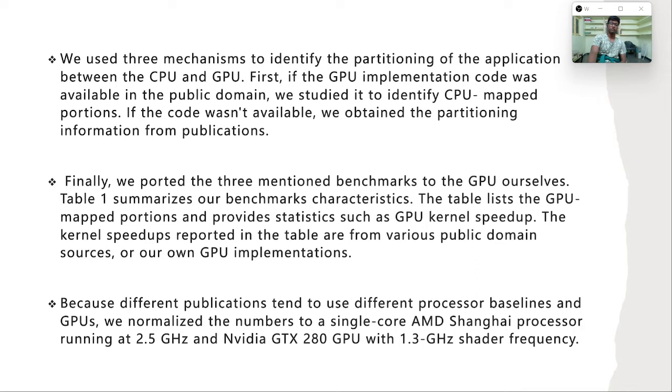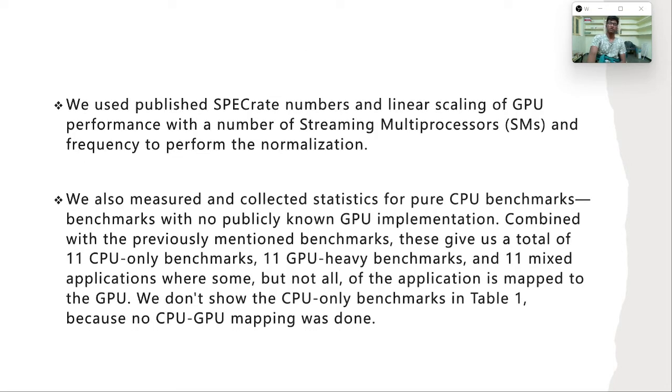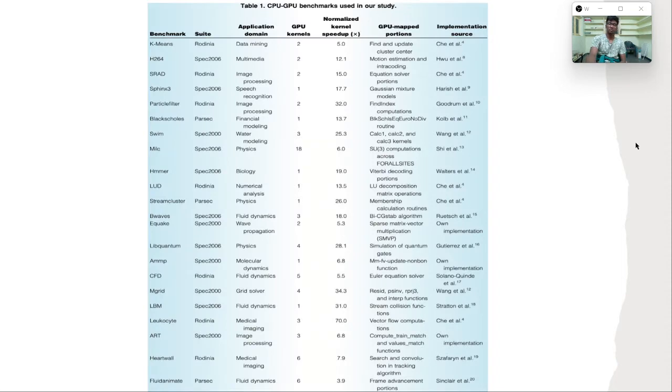Because different publications tend to use different processor baselines and GPUs, we normalized them to a single core AMD Shanghai processor running at 2.5 GHz and an NVIDIA GTX 280 GPU with 1.3 GHz shader frequency. We use published SPEC rate numbers and linear scaling of GPU performance with the number of streaming multiprocessors and frequency to perform normalization. We also measured the CPU.